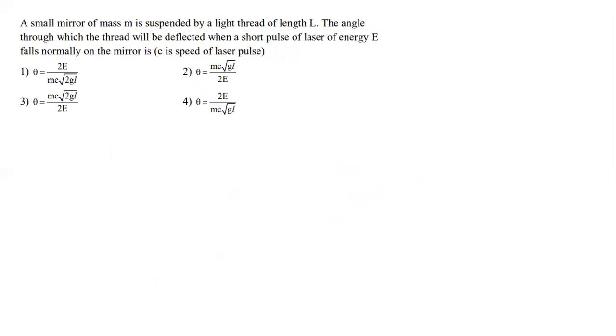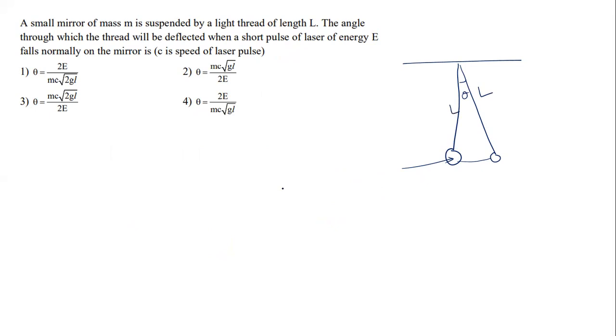A small mirror of mass m is suspended by a light thread of length L. Find the angle through which the thread will be deflected when a short pulse of laser of energy E falls normally on the mirror. Okay. This is the mirror, energy falls. Then what happened? It moves a certain distance. So this angle is theta. Length is L, of course, L.